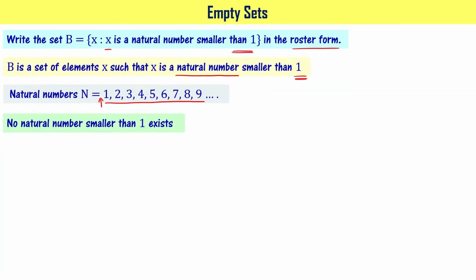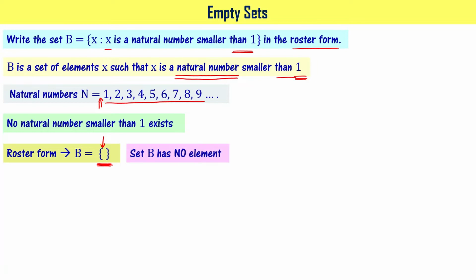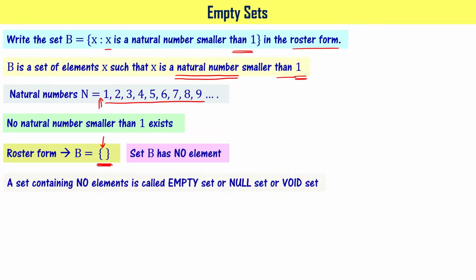For that reason, you say that the roster form of the set B is simply to open the curly bracket and close it without having any elements, because there are no elements which satisfy this requirement, right? It has to be a natural number, and at the same time it has to be smaller than 1. There are no elements. For that reason, set B has no elements, right? Set B has no elements. It means set B is an empty set.